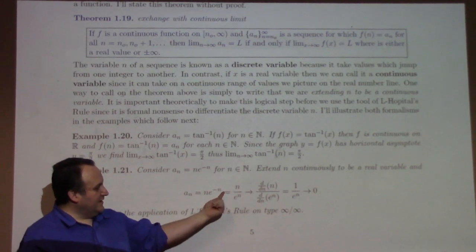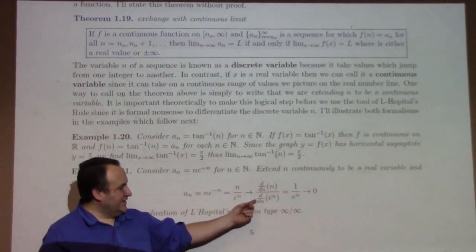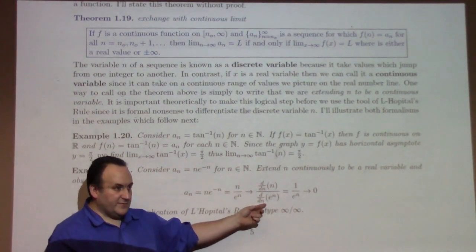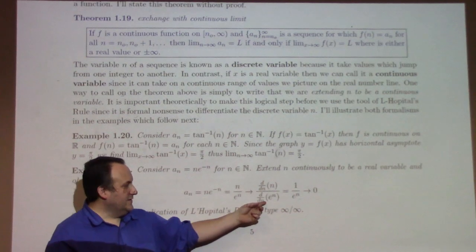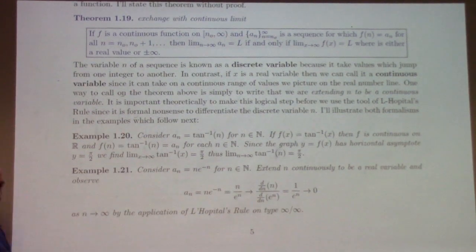So here we have an infinity over infinity type limit, right? L'Hopital's rule says that's the derivative of the top over the derivative of the bottom if I extend n to be continuous. Differentiating, I get 1 over e to the n, which goes to 0, right? So in a battle of exponential versus polynomial, who wins? Always bet on the exponential, right?